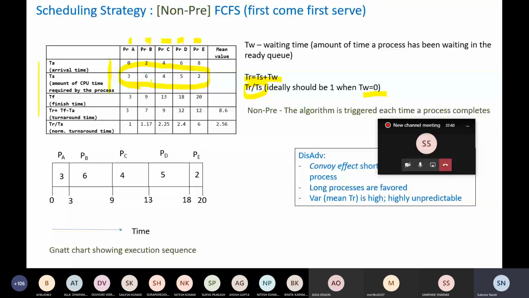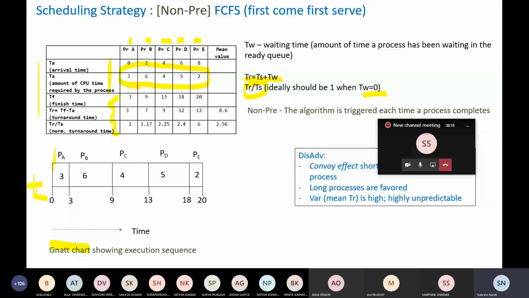So here we show the execution sequence using a Gantt chart. Time increases in this direction. Here at time t equals 0, which process is there in the system? Only process A. So the scheduling is trivial in this case. Process A will be scheduled here.